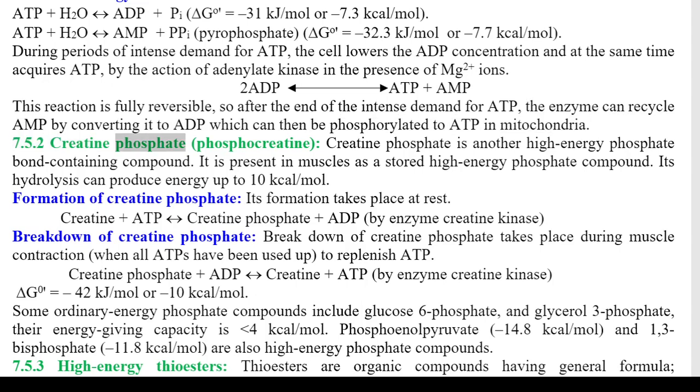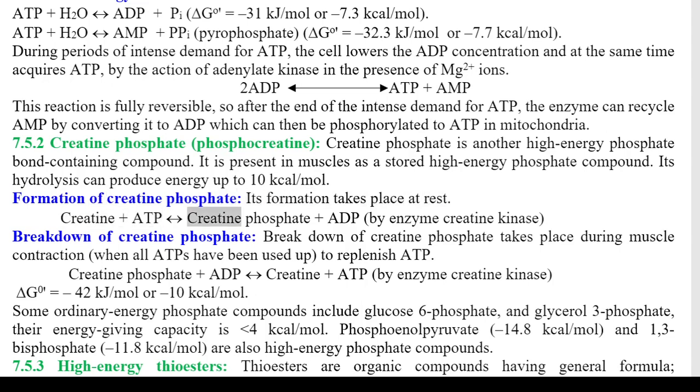7.5.2 Creatine phosphate, or phosphocreatine. Creatine phosphate is another high-energy phosphate bond-containing compound. It is present in muscles as a stored high-energy phosphate compound. Its hydrolysis can produce energy up to 10 kcal/mol. Formation of creatine phosphate takes place at rest.